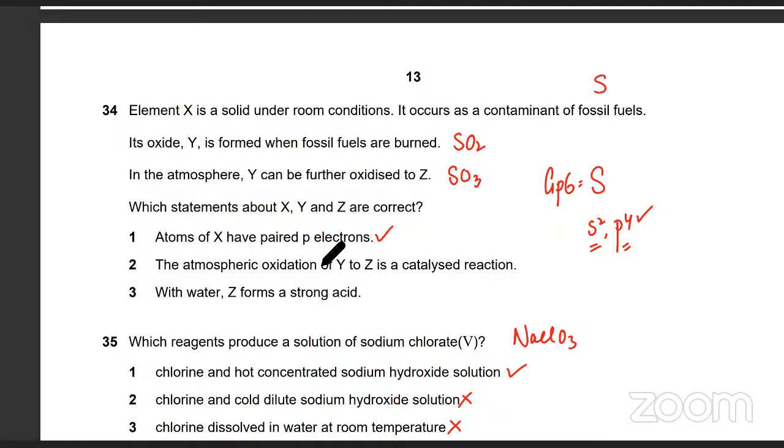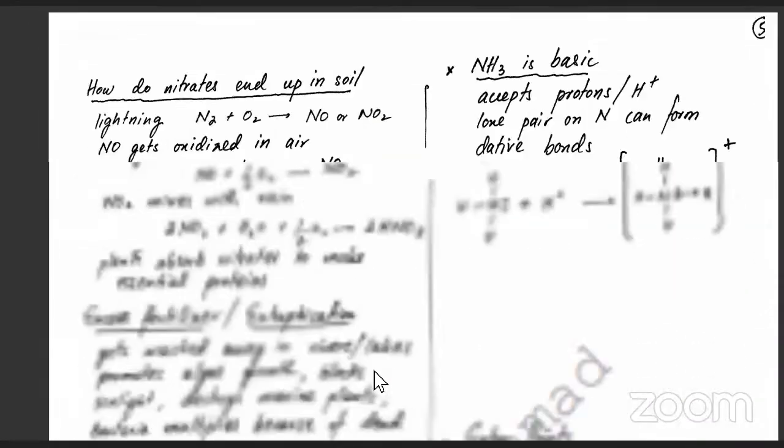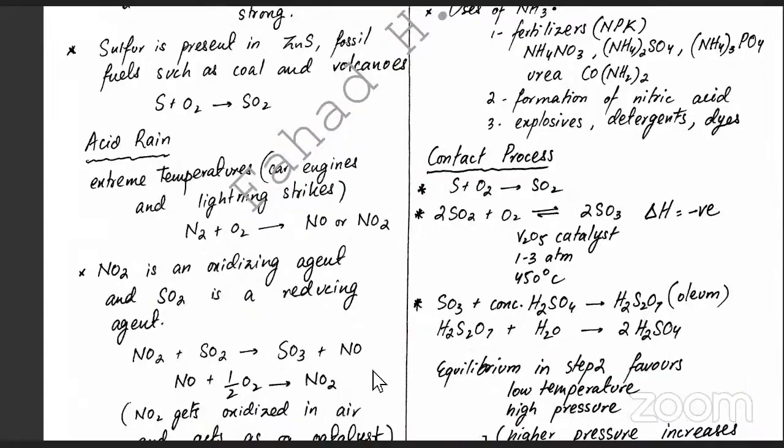The atmospheric oxidation of Y to Z is a catalyzed reaction. That is also true. SO2 turning to SO3. This is how acid rain gets formed. That's also in the notes. Where's acid rain? Where did acid rain go? Just a second. This one.